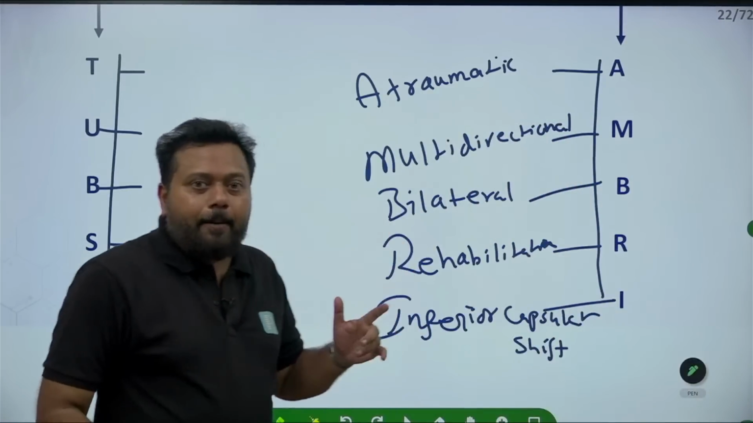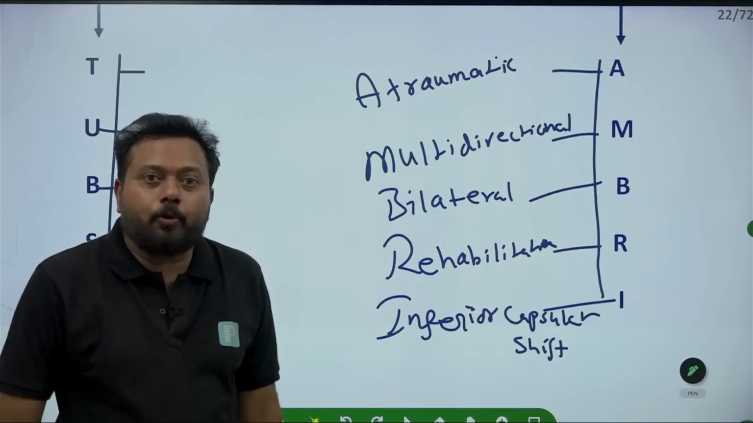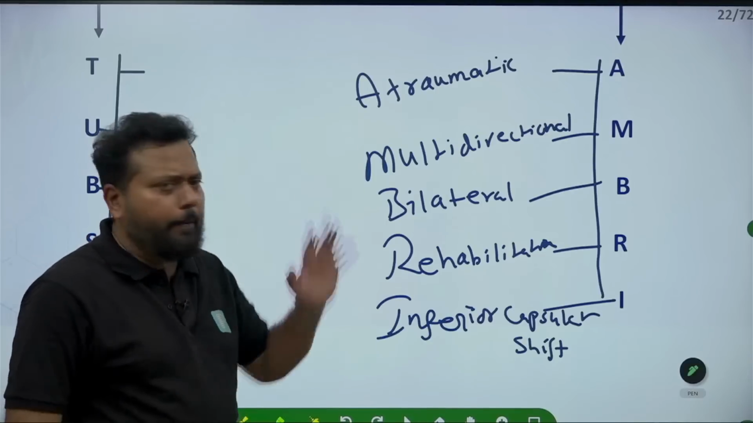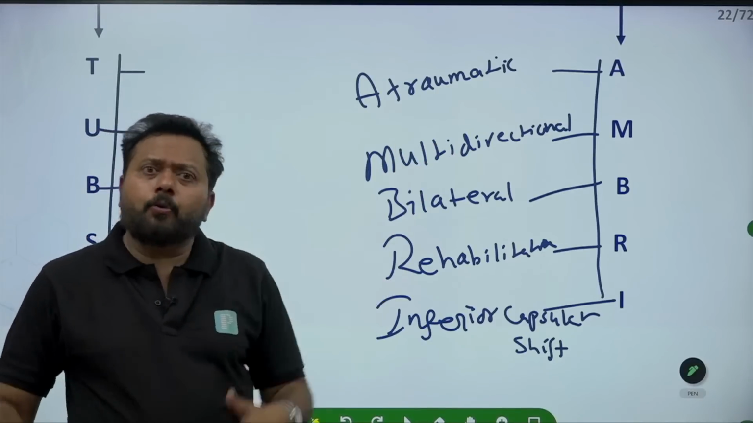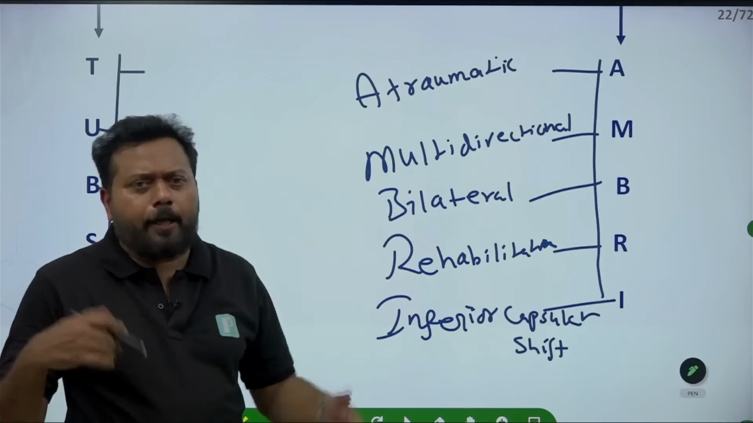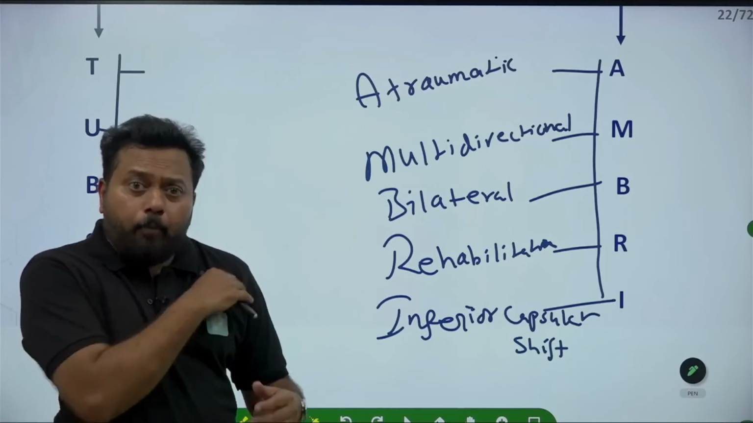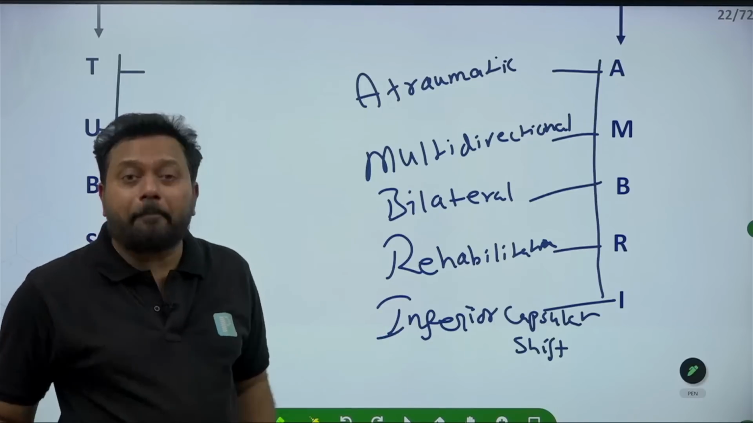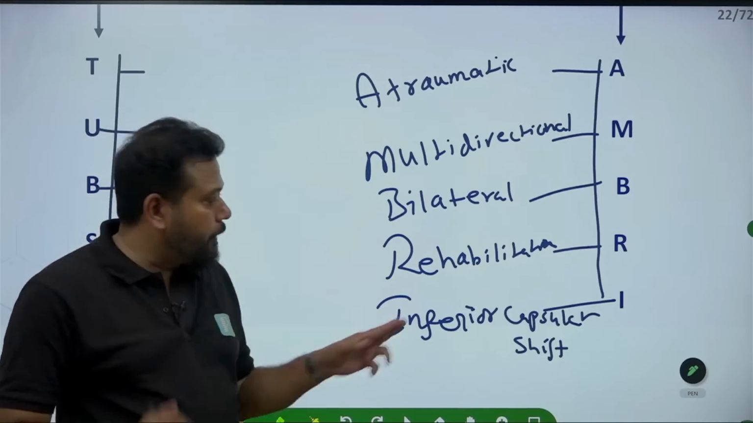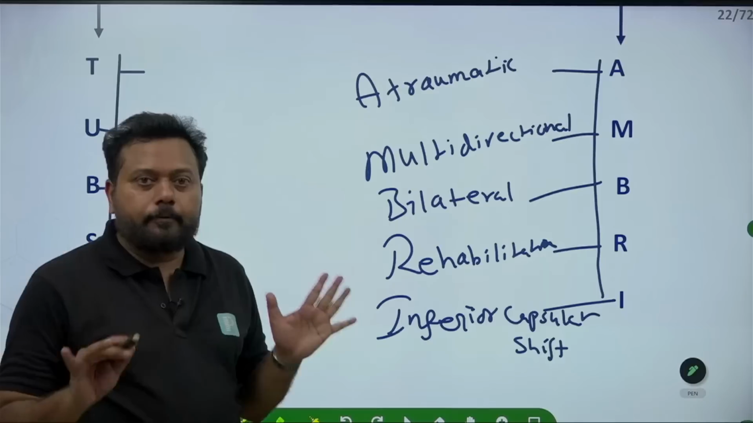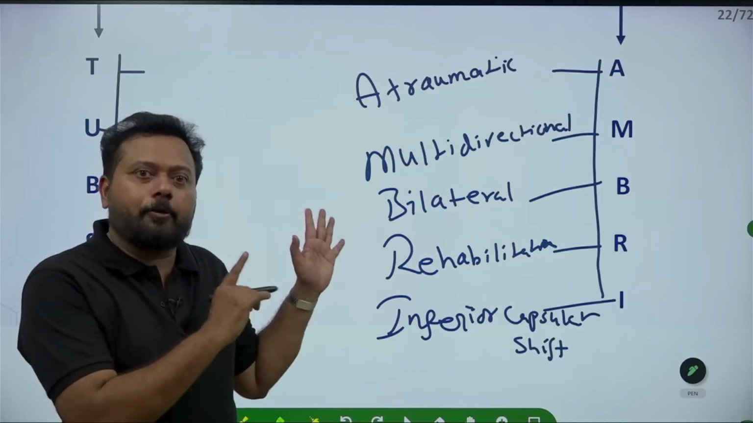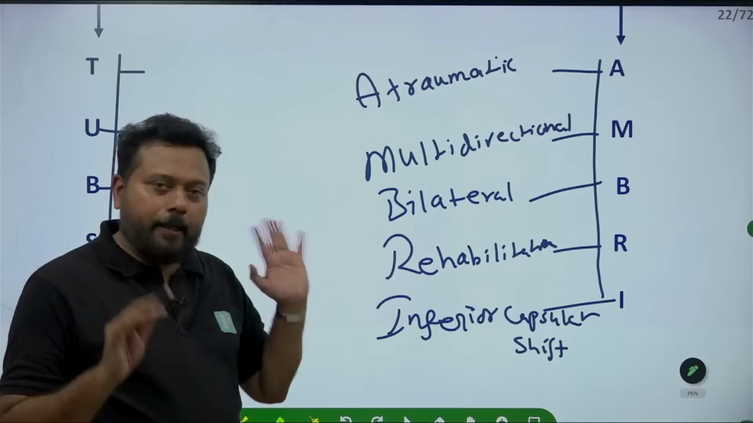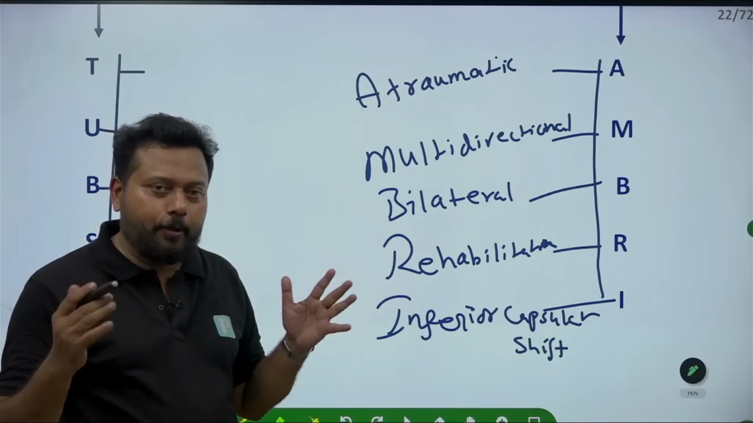The second type: if the patient comes with recurrent shoulder dislocation, no history of trauma, atraumatic, and each and every time it is going in one direction, one time anterior, one time posterior, multidirectional, and both shoulders are involved, bilateral, the best treatment is physiotherapy. Don't do surgery. That's called rehabilitation. Only for unidirectional traumatic are we doing surgery. When you do surgery here, it won't improve.